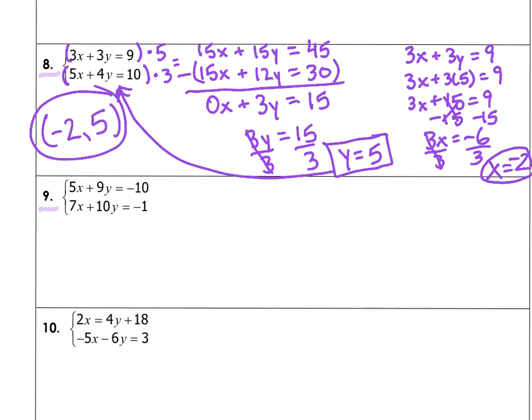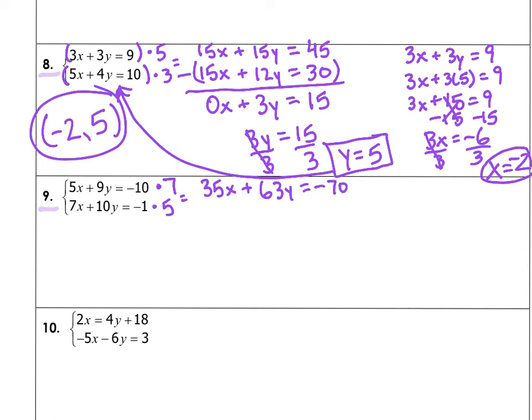So how do I get from 5 to 35? 7. So I'm going to multiply the top by 7. And then how do I get from 7 to 35? Multiply by 5. So I'm going to multiply by these to get it so that my x's have the same coefficient. So 7 times 5 is going to be 35x plus 7 times 9. That's actually going to be 63y. Looks like my y's got big. And this is equal to -10 times 7, which is -70.